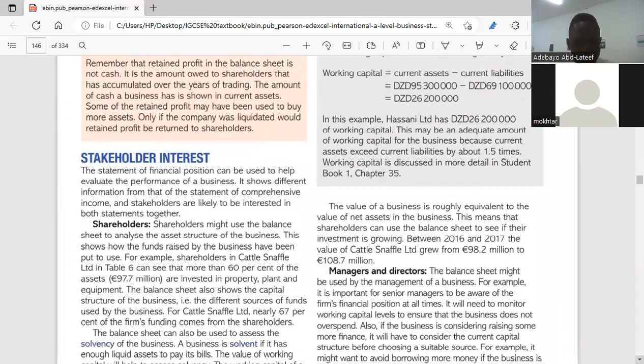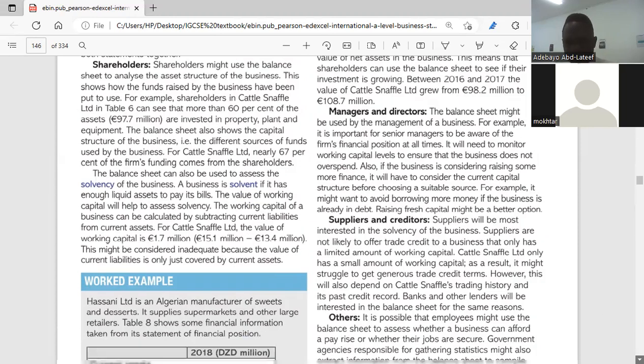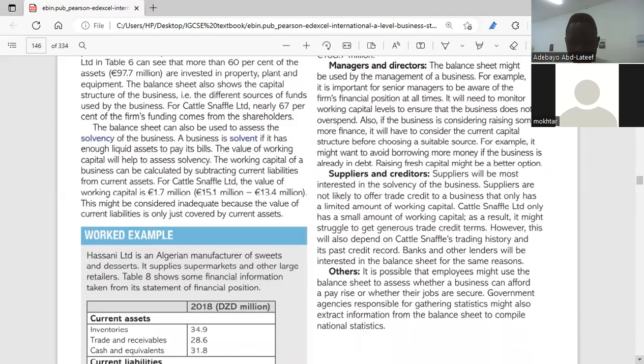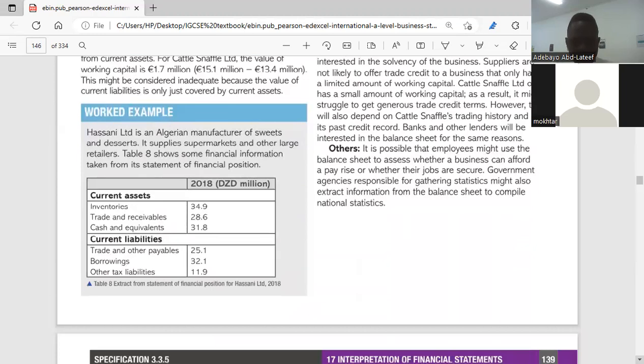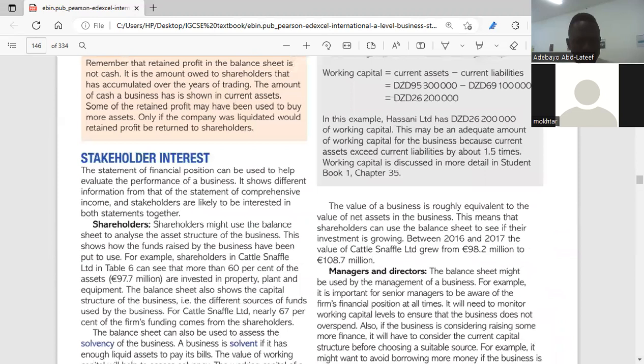Let me see what we have again. We've talked about the stakeholders' interest, the suppliers, the money. We've talked about the suppliers and managers and directors. They prepare the balance sheets. Okay, let's see. I think we have, hold on please, let me see.